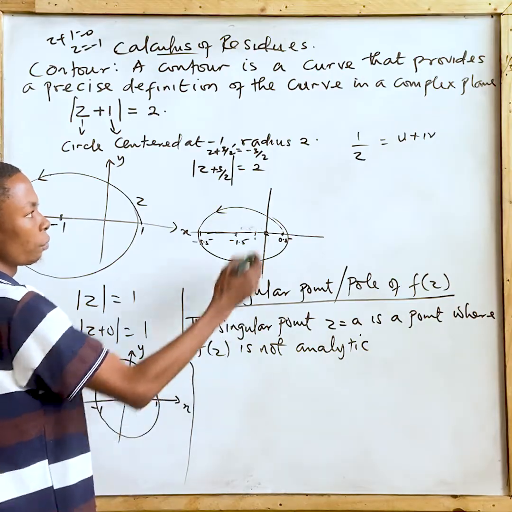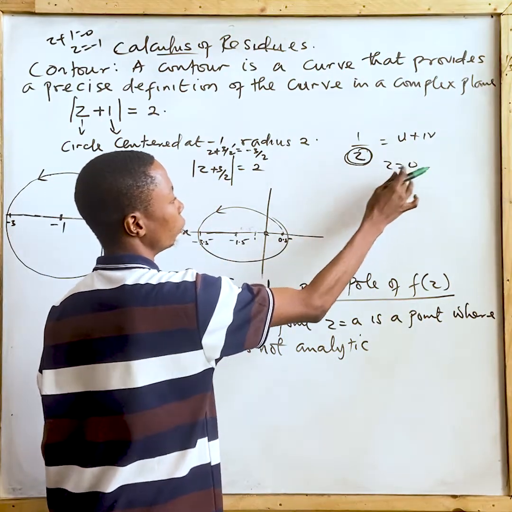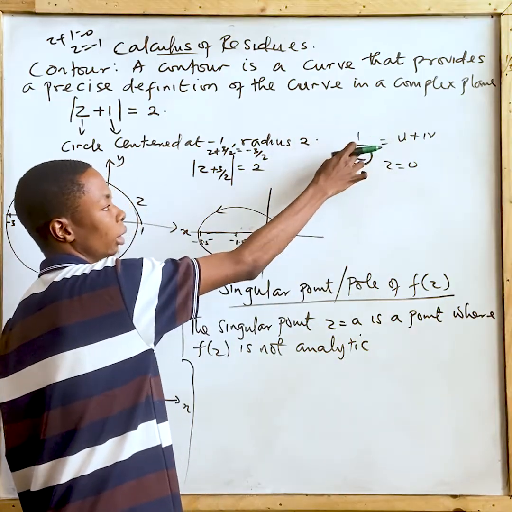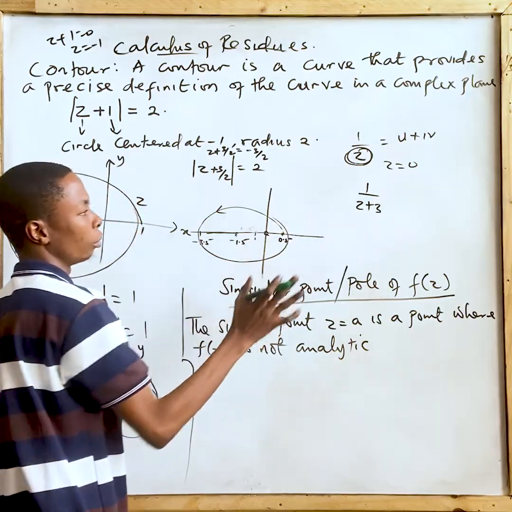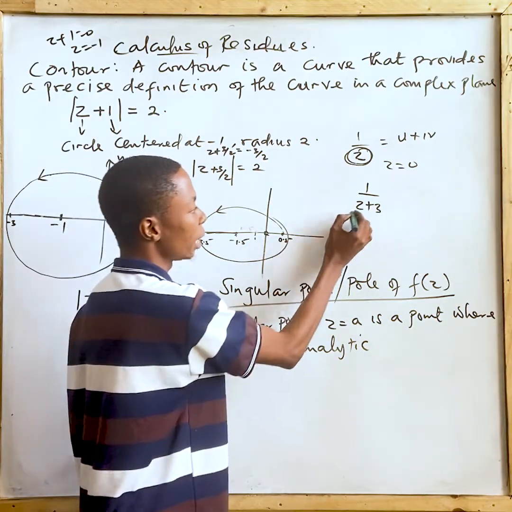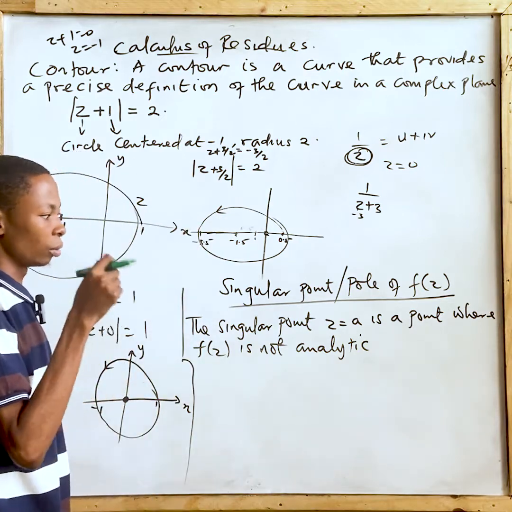Now, this function will not be analytic if z is equal to 0. That is, this fraction will be undefined. Now, if I have something like 1/(z+3), this fraction will be undefined if z is what? If z is equal to -3. So -3 is the singular point.